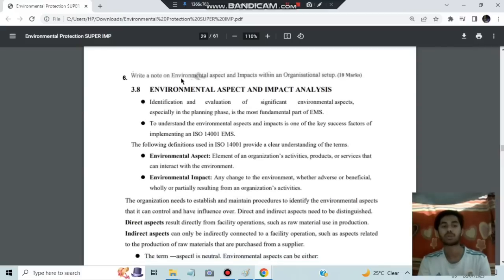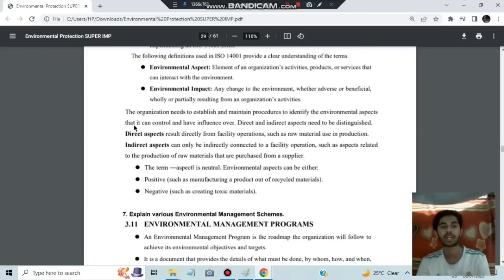Next, we have: write a short note on the environmental aspects and impacts within an organizational setup. Okay, so first, what is aspect and impact? Aspect means what the environment consists of, and impact means when you're following some rules that will make the environment better, what is the impact that is happening. Aspect means an environmental element of our organization's activities. Impact means any change to the environment that is happening. Okay, so there are direct and indirect aspects.